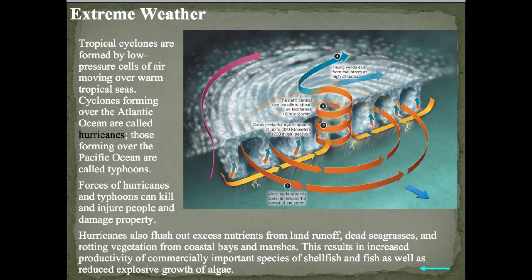An extreme weather that we're all familiar with are tropical cyclones, or hurricanes, what we call them here in Florida. Tropical cyclones are formed with low-pressure cells of air moving over warm tropical seas. Cyclones forming over the Atlantic are called hurricanes, and those forming over the Pacific are called typhoons. The forces of hurricanes and typhoons can kill and injure people and damage property.